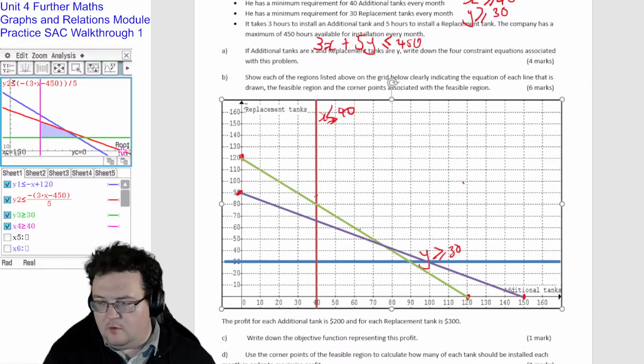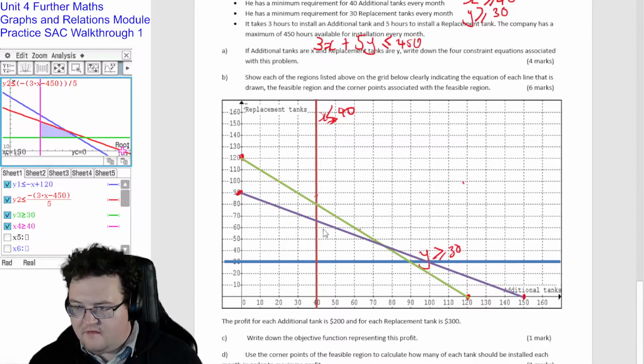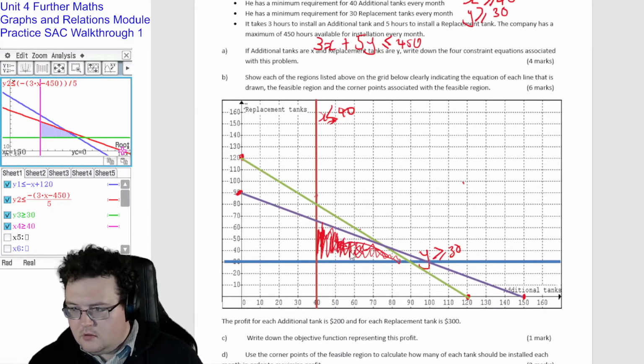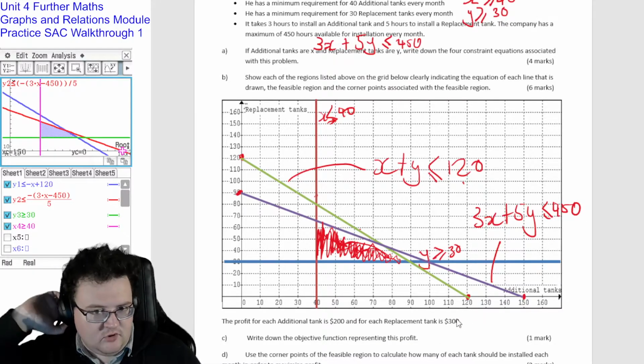And so now you can see that we've got our lines there that match what we've got on our CAS, and then we have our shaded area, which is just in here. Now, our question says, clearly indicate the equation of each line that is drawn. So this one here is x plus y is less than 120. And then the purple line is 3x plus 5y is less than 450. So we've clearly labeled all our lines.